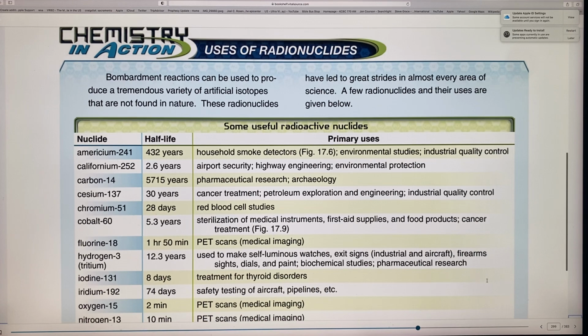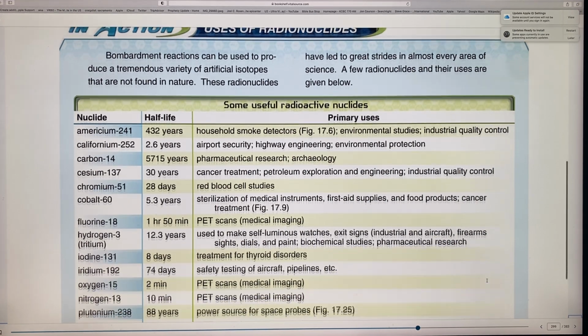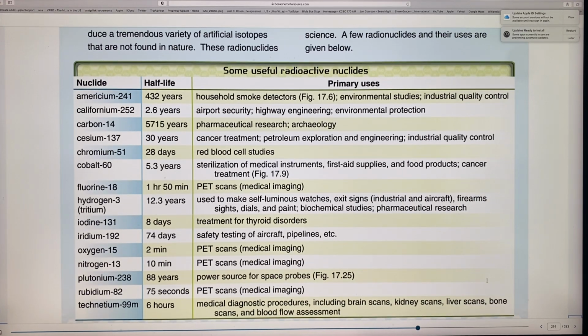Chemistry and applications: the uses of radionuclides. What are we using them for? This is kind of important that we know. We've got the bombardment; now, what do we use them for? Well, you can look right here at some useful radionuclides. Here's americium. Americium is used for smoke detectors, environmental studies, and industrial quality control.